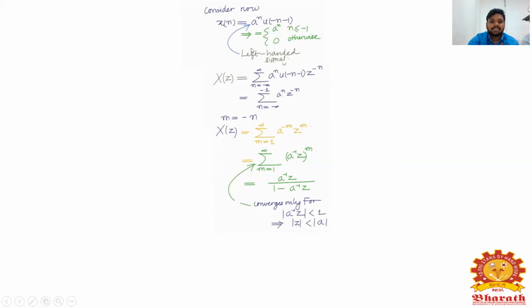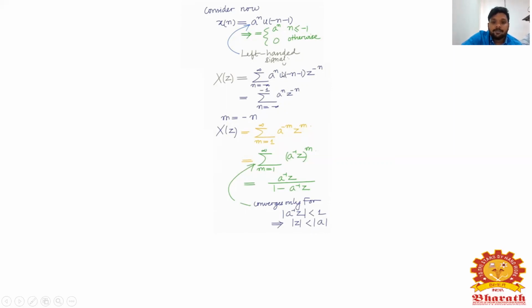If I substitute in the z transform, what is the formula for the z transform? The expression is X(z) equal to summation n equal to minus infinity to infinity of x(n) z^(-n). We have seen an example for a^n u(n), for which we got the answer z divided by z minus a. Similarly, for the other example, u(-n-1), we get summation n equal to minus infinity to infinity of a^n u(-n-1) z^(-n). For u(-n-1), the range starts from minus infinity to minus 1. For u(n), the range starts from n equal to 0 to infinity.